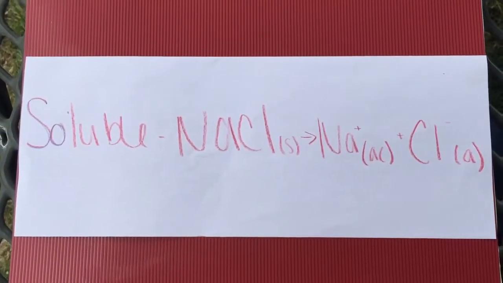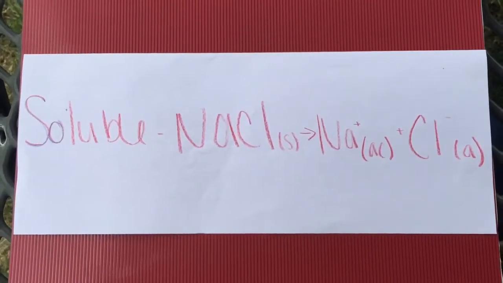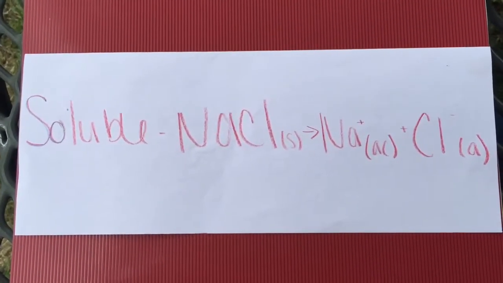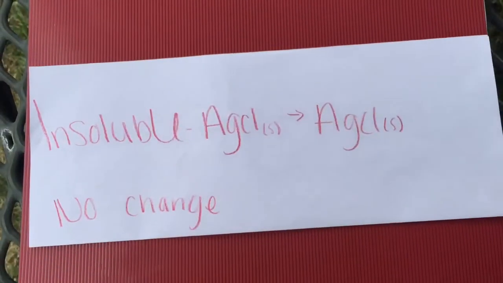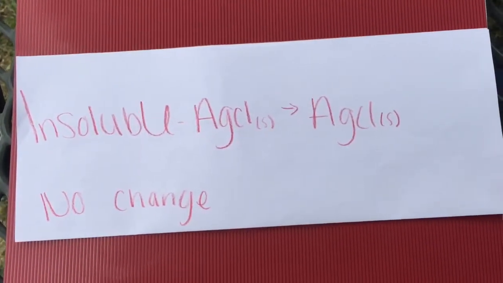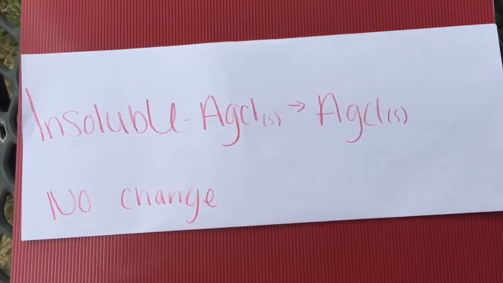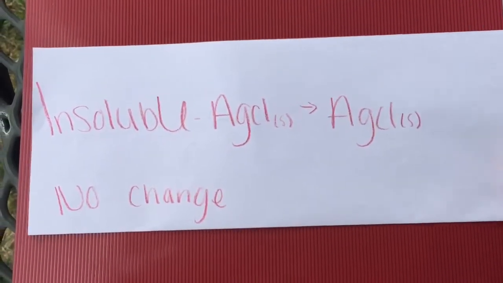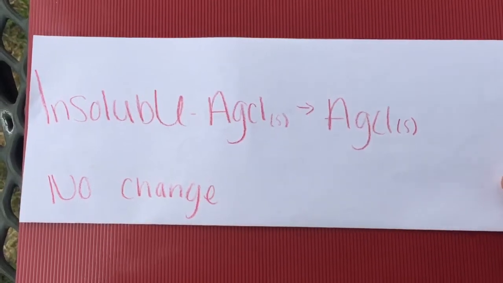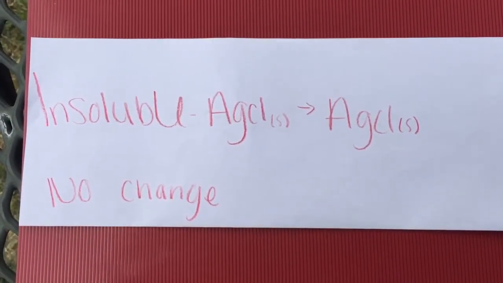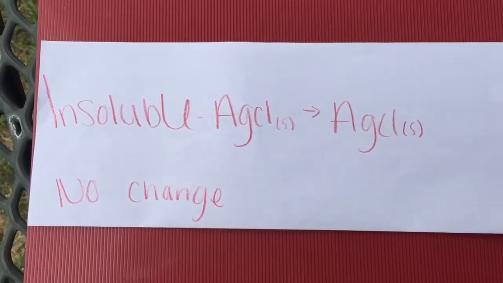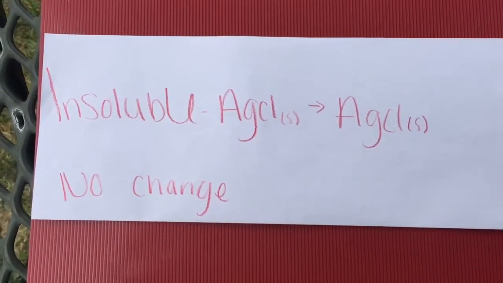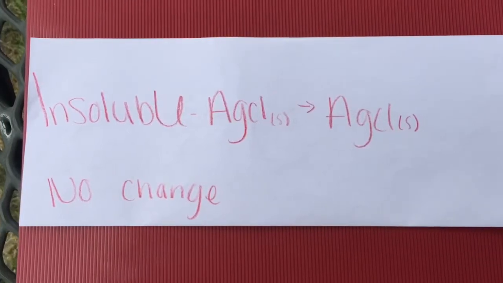Here's an equation of soluble. And then here's insoluble. And you have to remember that since insoluble doesn't dissolve, it has no change. Like for instance, you could put oil and water and nothing will happen. The oil will just come up. But if you put sugar in water, then it'll disappear.